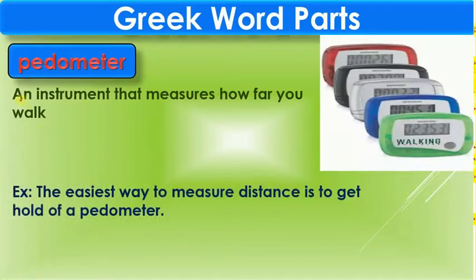Pedometer. A pedometer is an instrument that measures how far you walk. So if you want to count your steps, you can use a pedometer. So the easiest way to measure distance is to get hold of a pedometer.